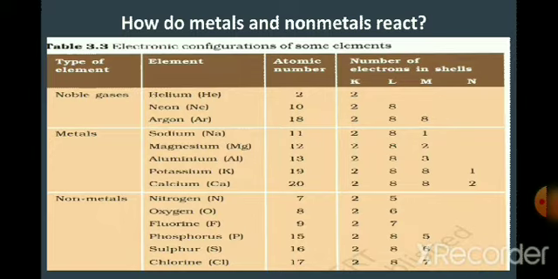Since metals have a tendency to lose electrons, they are said to be electropositive. By losing electrons, metals acquire a positive charge. Metal atom changes into a cation.